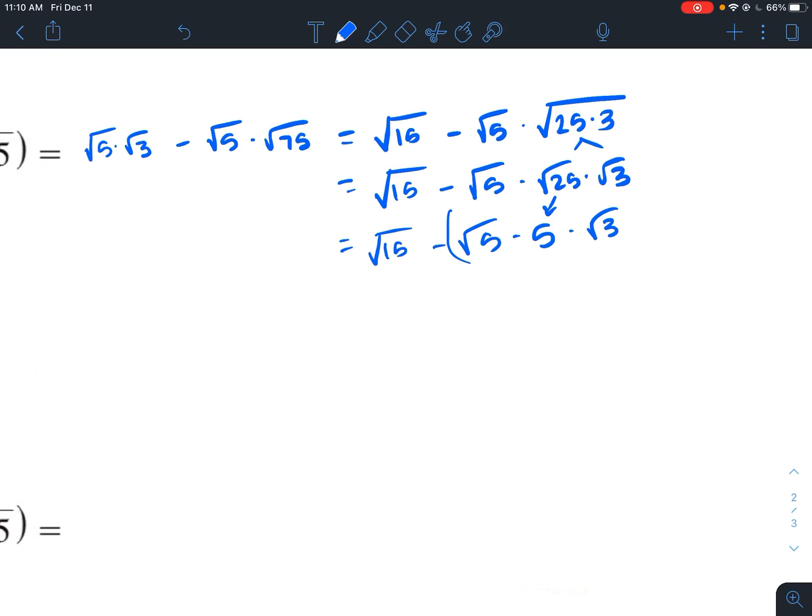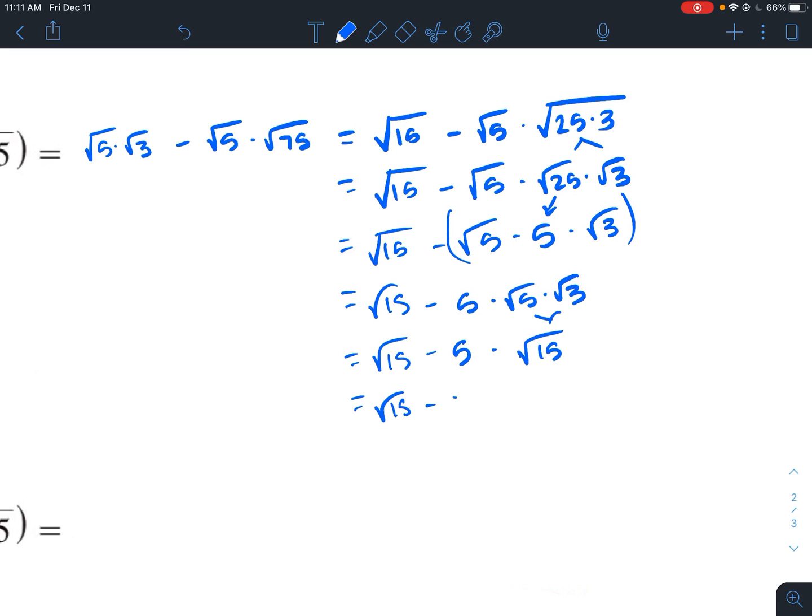So now here, these terms are all being multiplied, so the order of multiplication doesn't matter. So I'm going to rewrite this to be the square root of 15 minus 5 times the square root of 15 times the square root of 3. And because these are being multiplied, I can use the product property, and this will be the square root of 15. So now I have square root of 15 minus 5 square root of 15.